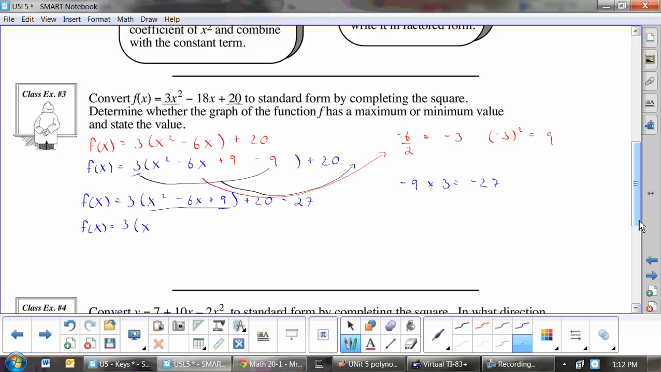Okay. So we get (x − 3) squared, and then we go plus 20 minus 27, so negative 7. Okay? And so from here, they say, determine whether the graph has a maximum or minimum value. So, do we have a max or a min?